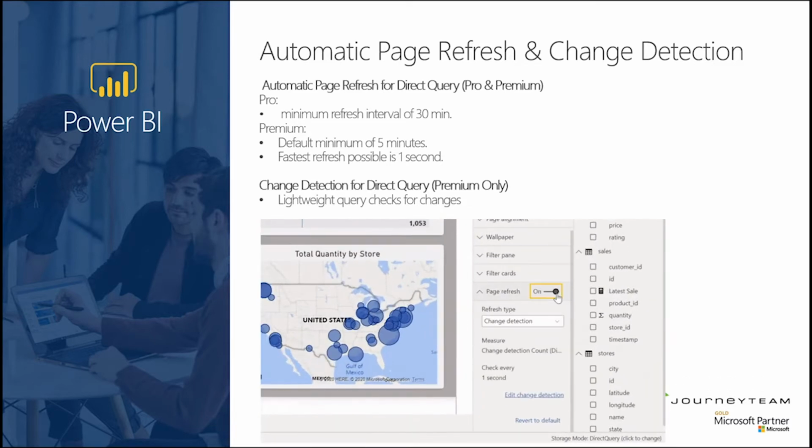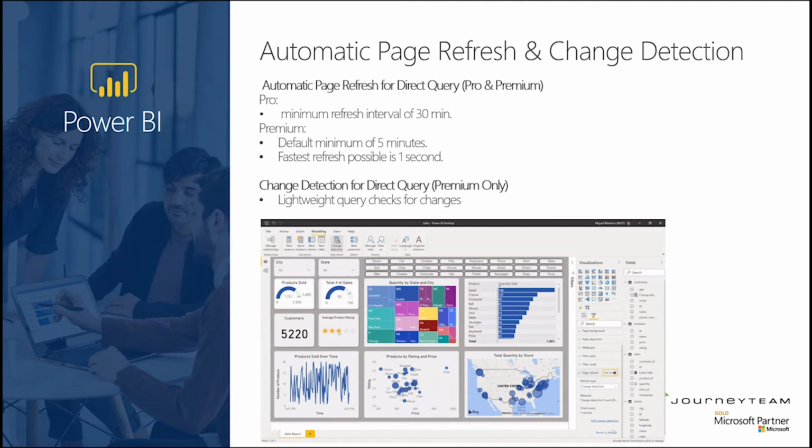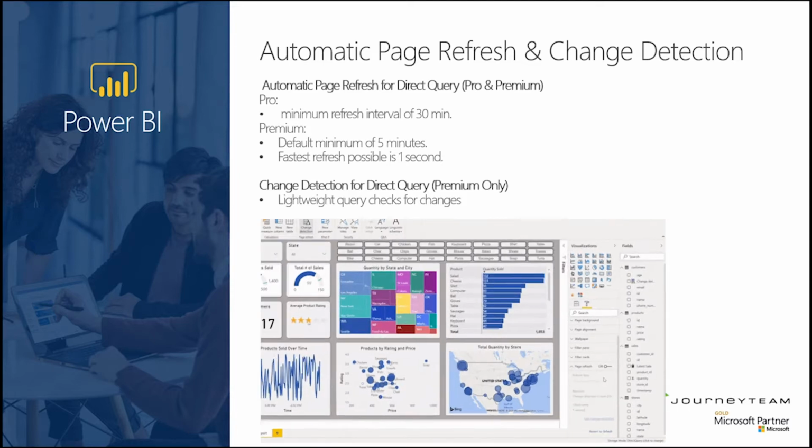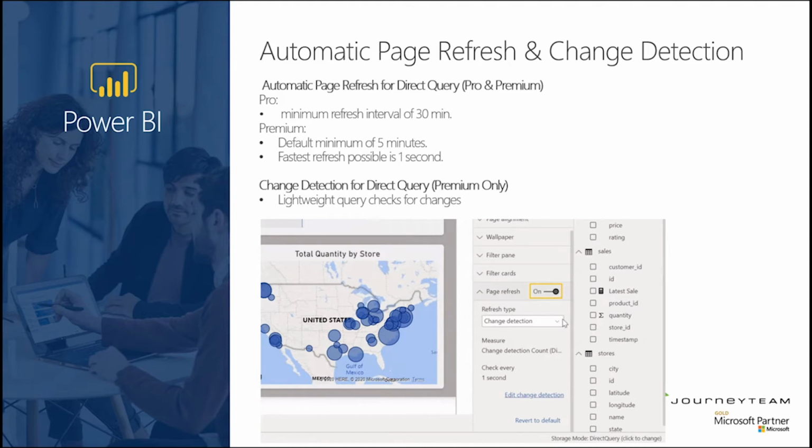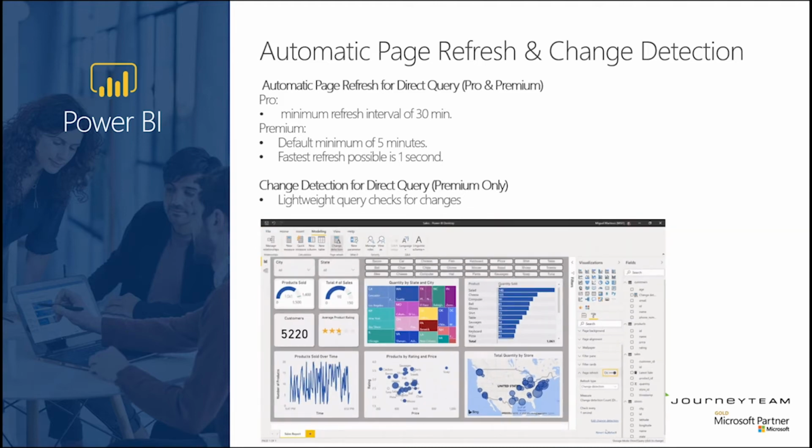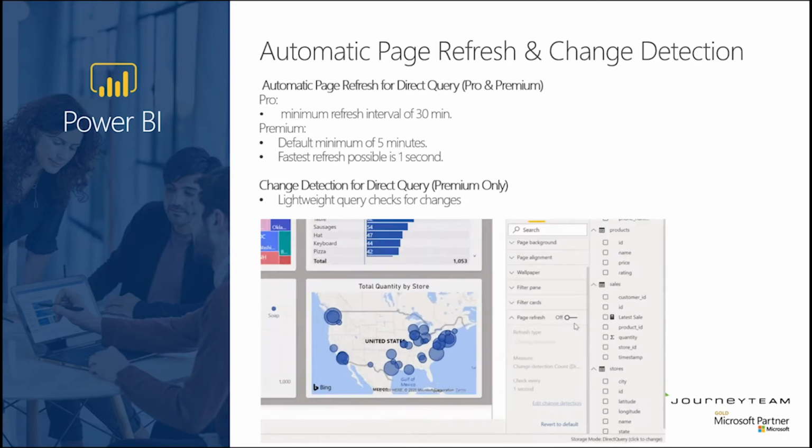This option allows you to set up a page to refresh every 30 minutes for Pro users, or as quickly as every second for Premium users. In addition, for Premium users, there is an option for change detection, which runs a lightweight query in the background to check the dataset for any changes, and then will update the page anytime it detects a change.